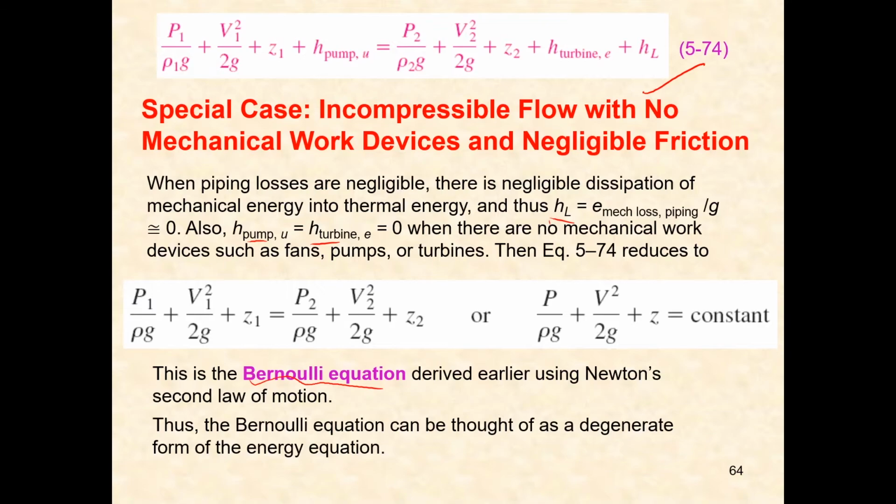Meanwhile, the Bernoulli equation, as we know, is an ideal equation where we cannot consider the frictions or any irreversible losses or any shaft work in order to use it. Okay, it is an ideal case equation.